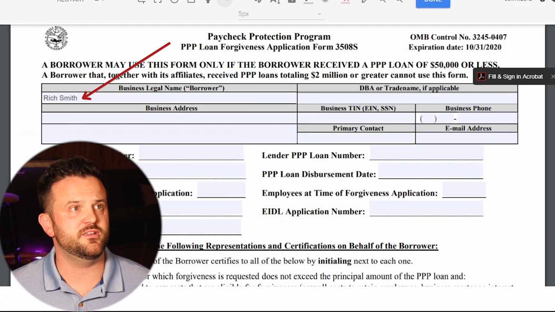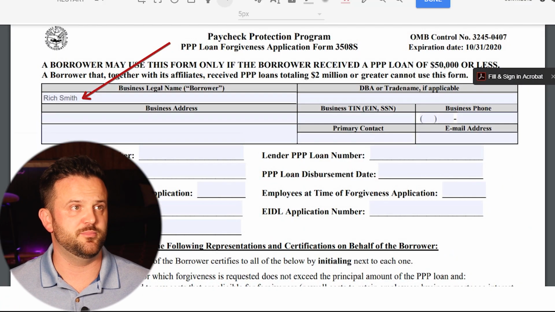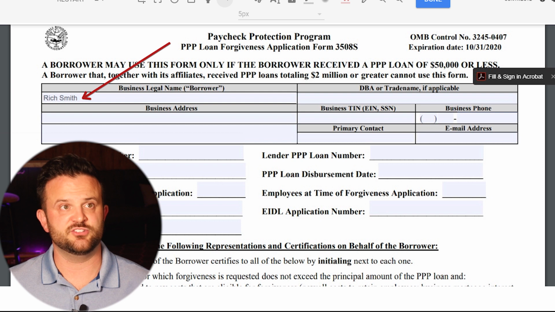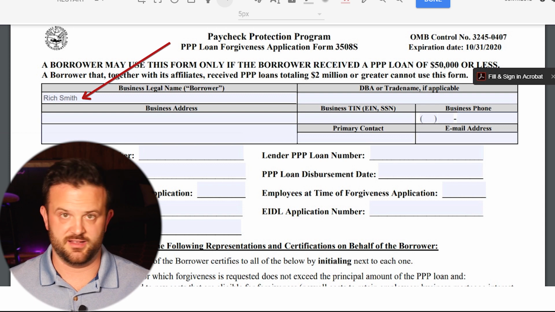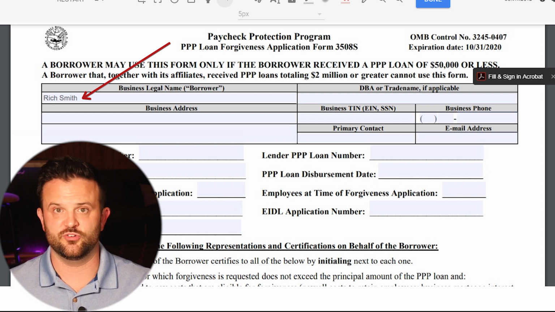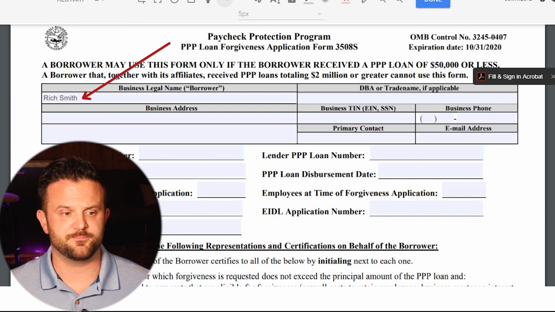Okay, so as you can see here, the official title of this form is the PPP Loan Forgiveness Application Form 3508S. Let's just call it the S form moving forward. You're going to start right here with your legal business name. If you are self-employed, an independent contractor, just go ahead and put your first and last name. I'm going to put in Rich Smith.